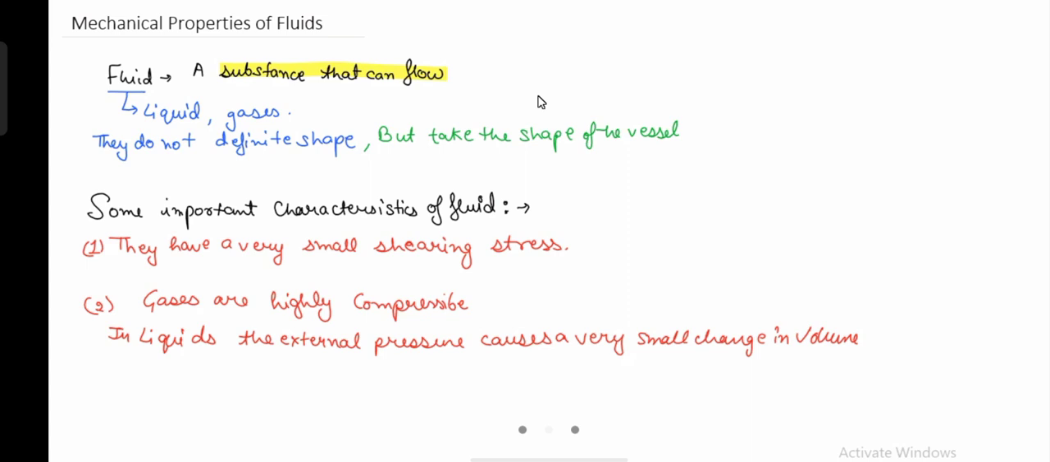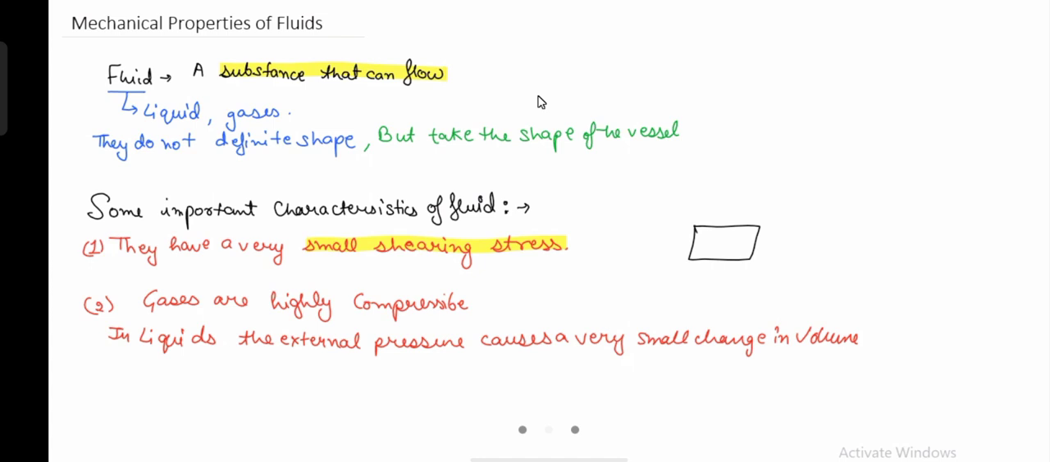Now there are some important characteristics of the fluid. What are these important characteristics? First of all, they have very small shear stress. If you do not know what shear stress is, first you have to understand the mechanical property of solids. Over there it's been expressed a little bit, but let me explain briefly what the shearing stress is. If I have any object, something like this, and I'm applying force on it, then the shear stress is the force per unit area.